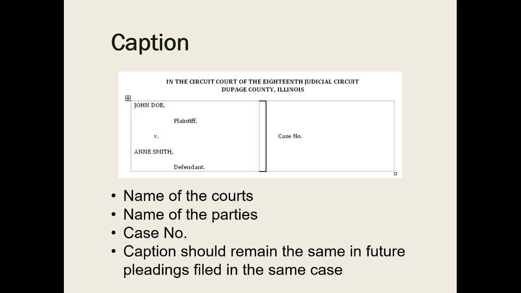This is an example of what the caption of the complaint looks like. The caption should include the name of the parties, the name of the court, and the case number. It should remain the same in future pleadings filed in the case.